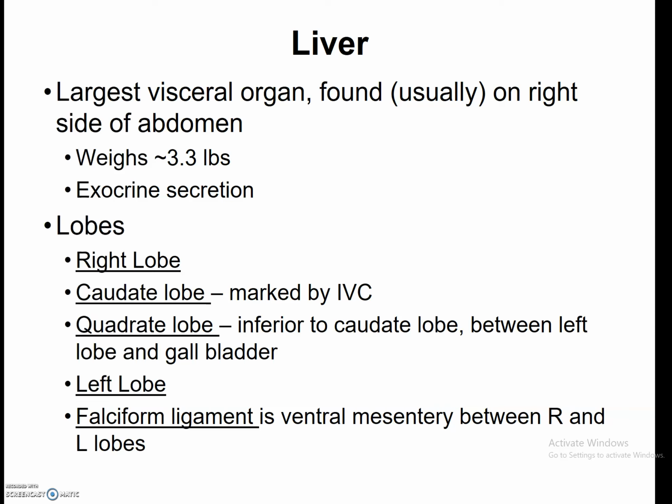The liver is the largest organ found in the body. It's enormous. It weighs about 3.3 pounds, depending on the size of your body. And it is an exocrine organ because it secretes compounds into the bloodstream.